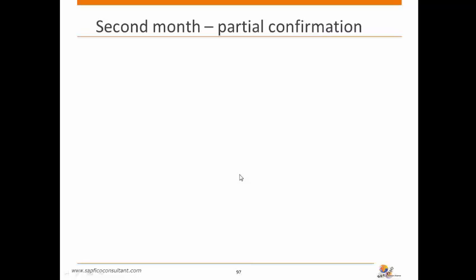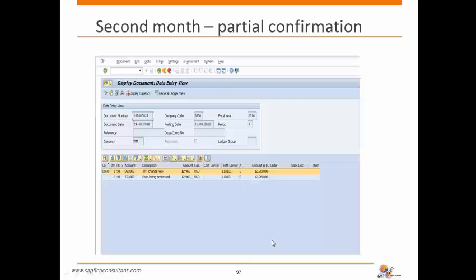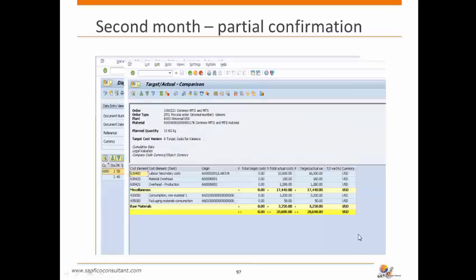So second month, partial confirmation. Let's see the scenario. Again there is a WIP which is posted. There is again a partial confirmation, and what happens is there is again an additional WIP which is posted. Product being processed 12,960, inventory change WIP 12,960 is posted. And these are the entries which are there on the production order. There are labor cost, material overheads, production overheads, raw material consumption, and packaging material consumption.